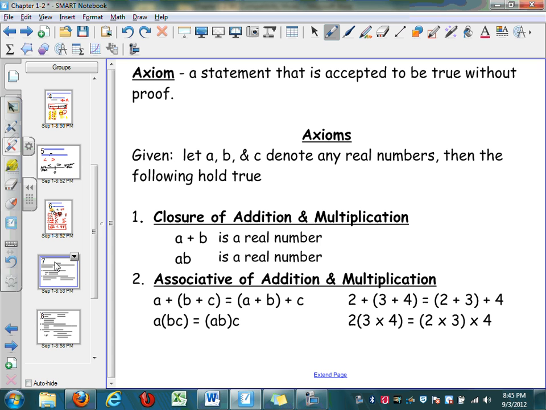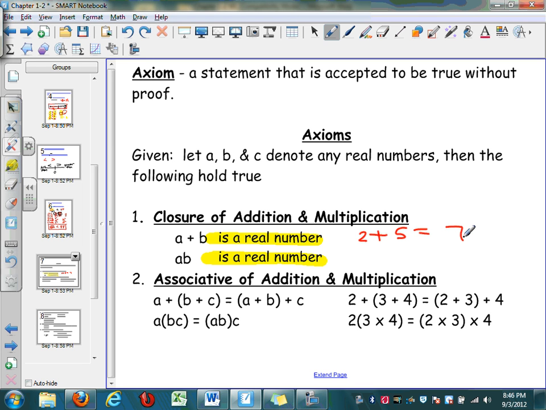So given a, b, and c denote any real numbers, then the following is true. Now we have the closure property. I'm going to tell you the trick to finding the closure property. It's very simple: the result is a real number. We talked about this briefly earlier when we were doing the number systems, integers. If I take an integer 2 and I add another integer to it, 5, what is my outcome going to be? Well, 2 plus 5 is 7. So what type of number is that and what number system does it go in? Well, 2 is an integer, 5 is an integer, so 7 has to be an integer.